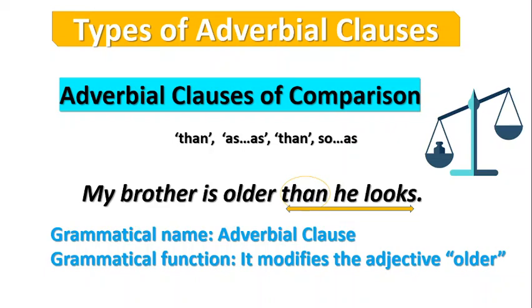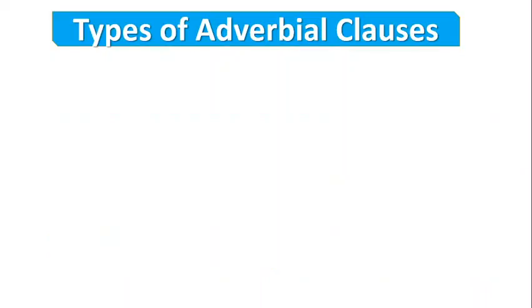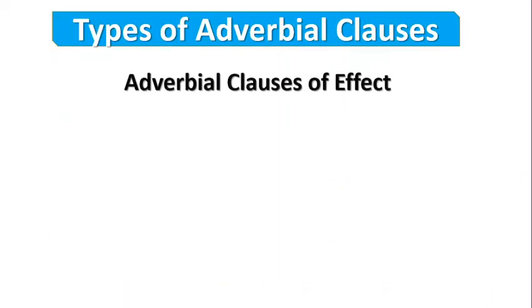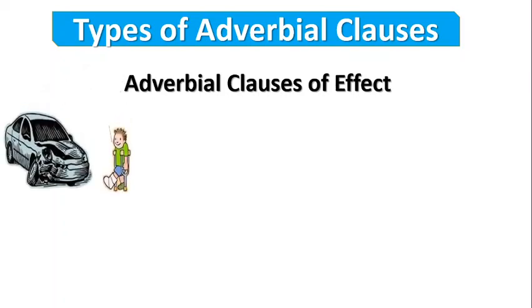So we'll go to the next one, adverbial clause of effect. Adverbial clause of effect tells us about consequences. You know what is called consequence, right? Result of something. When we talk about consequence, you can see the car crash. You can see the little boy with a plaster on his leg. All right. Sorry for using that expression.